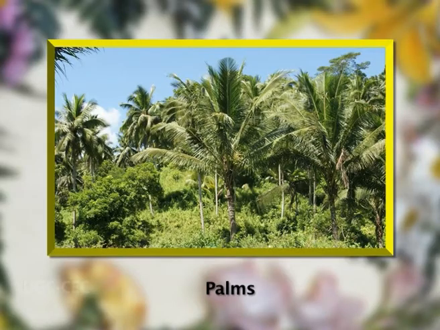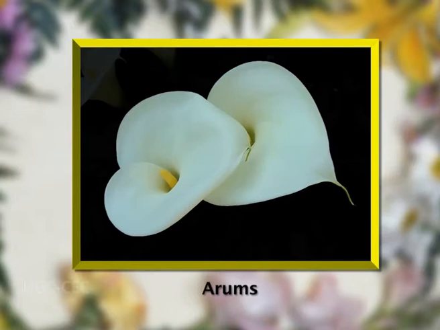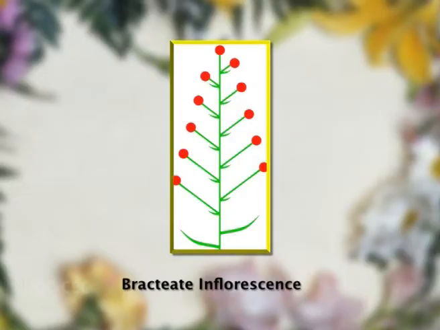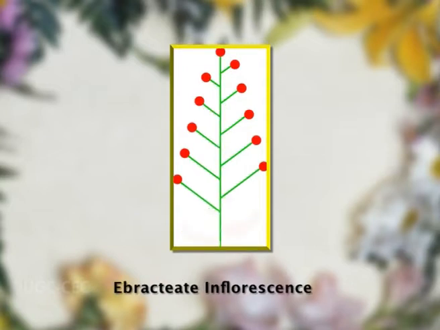In certain plants, especially the monocotyledons like palms and arums, a large bract forms a sheath to enclose the flower cluster. This bract is called as spathe. The spathe is usually petal-like and showy, as we can see in Anthurium. Based on the presence or absence of bracts, inflorescences are termed as bracteate or ebracteate respectively.